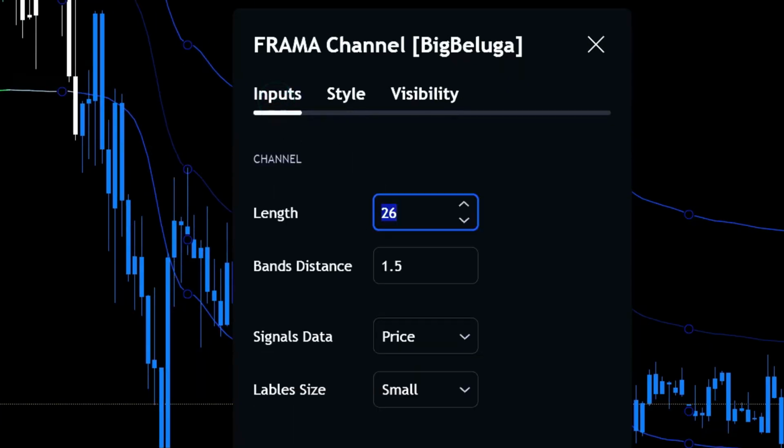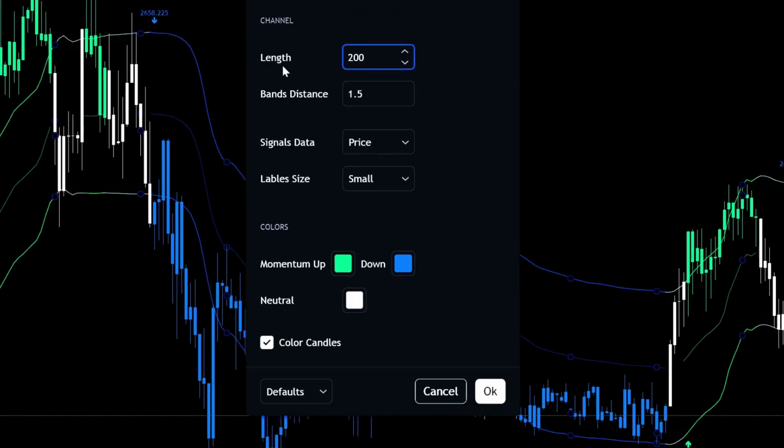Length should be set to 200. This helps us capture the longer term trend. Then change the band distance to 2. This controls how wide the channel is.